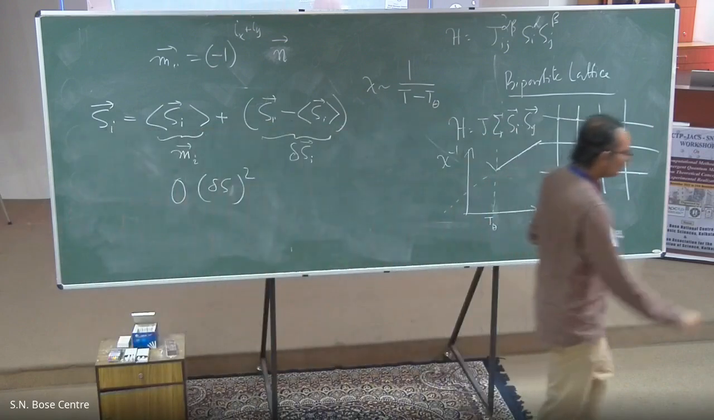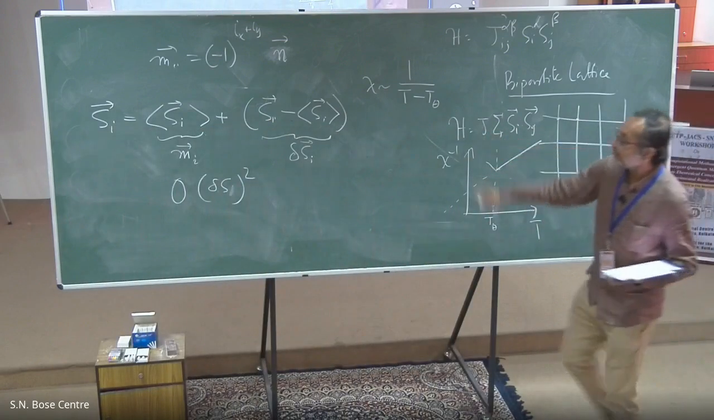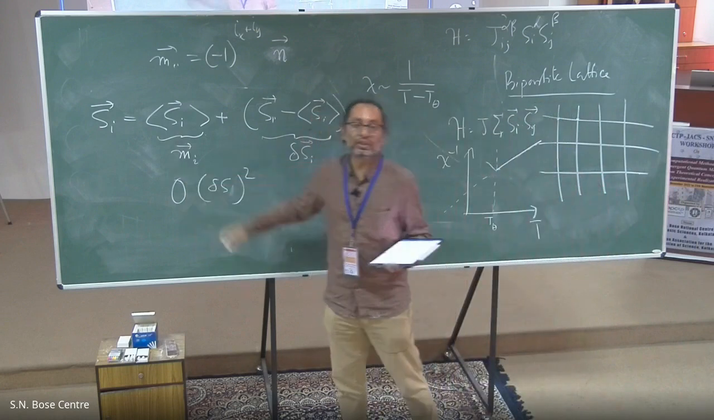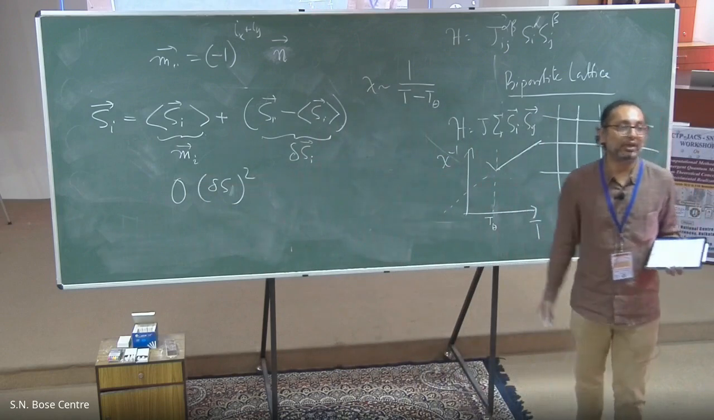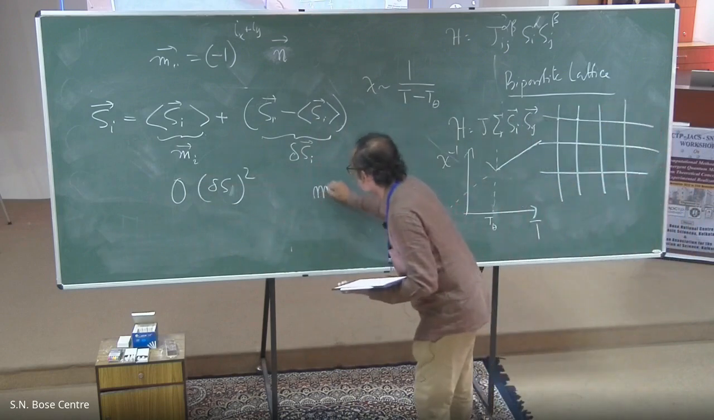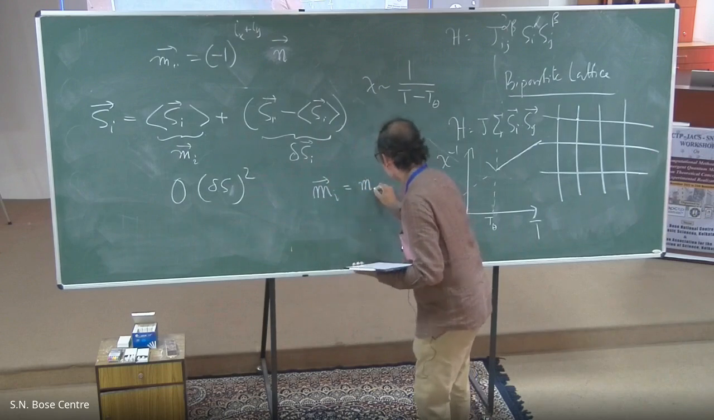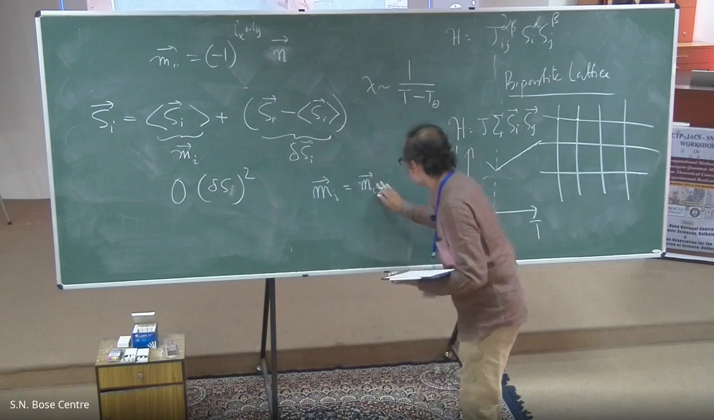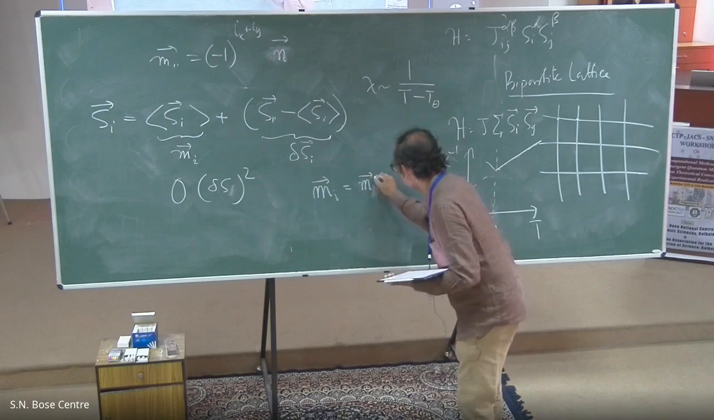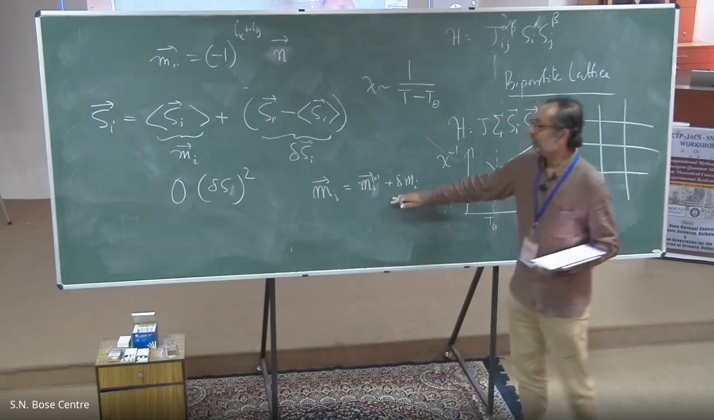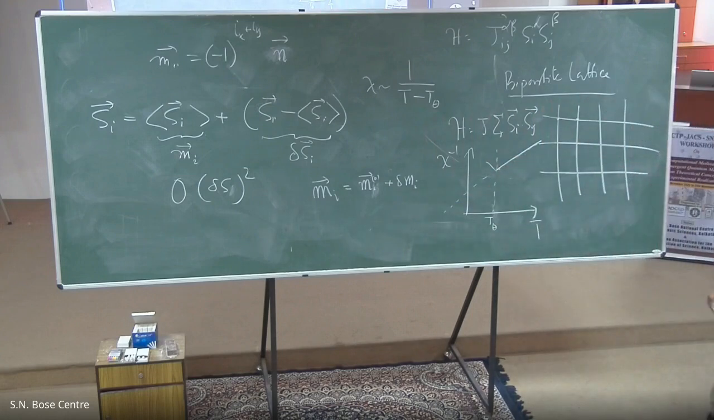Okay. So then, once we have this theory, what we do is think about long wavelength fluctuations of this order parameter, low energy fluctuations. So we write M_i as some M_0i plus delta M(r). So these are the long wavelength fluctuations. In the case of magnetism, these are the spin waves.